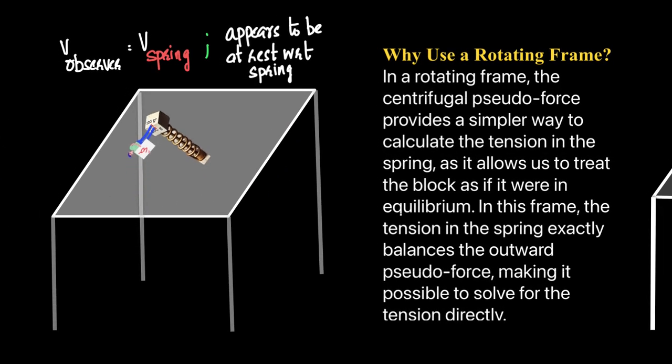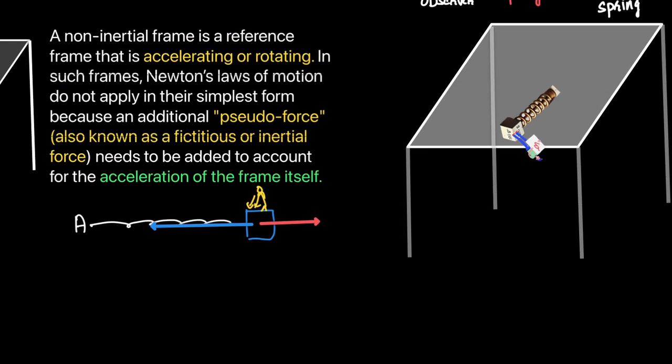Now the next question comes up: why do we use a rotating frame? In a rotating frame, the centrifugal pseudo force provides a simpler way to calculate the tension in the spring. Really important, tension in the spring. Why? Because it allows us to treat the block as if it were in equilibrium. Now let me just bring this previous diagram here.